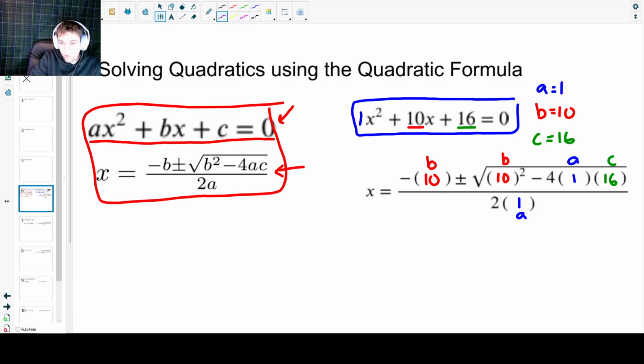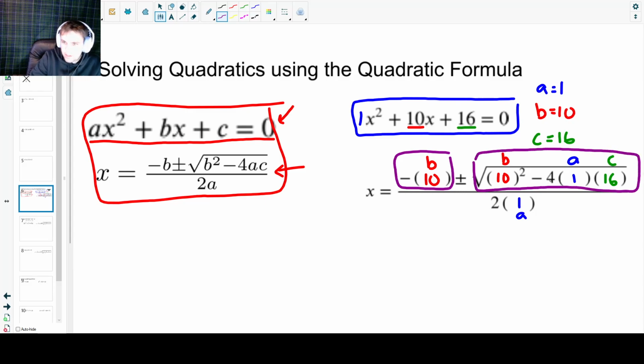I like to think about the quadratic formula as sort of having 3 major parts to it. We have this part here, very simple. We just have to figure out how to apply this negative to the 10. Then we have this giant square root. This is the more complicated part, and it's going to determine what sort of solutions we'll have for our quadratic equations. And then lastly, the denominator here where we're doing 2 times a. So we'll go ahead and solve these various parts.